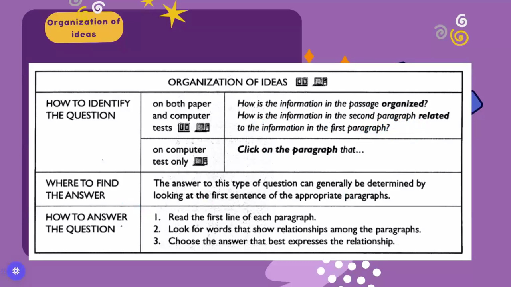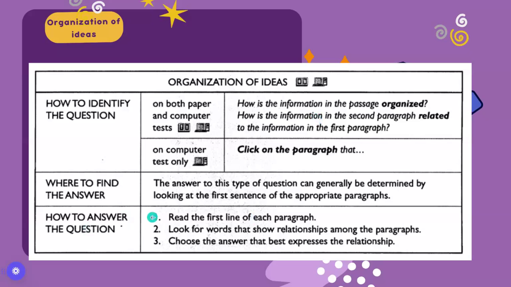Now, where can you find the answer to these types of questions? It can usually be determined, again, by looking at the first sentence of the appropriate paragraph, like this one. How is the second paragraph related to the information in the first paragraph? Then I need to pay attention to the first and second paragraph and determine what is the relation between one and the other.